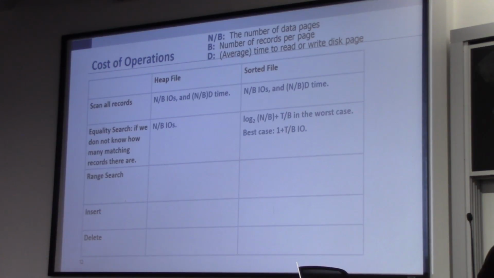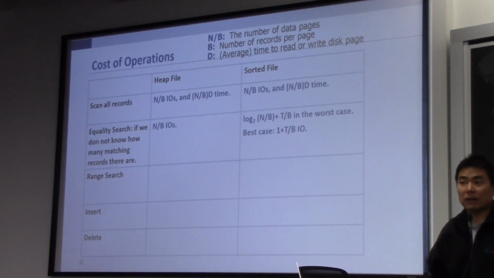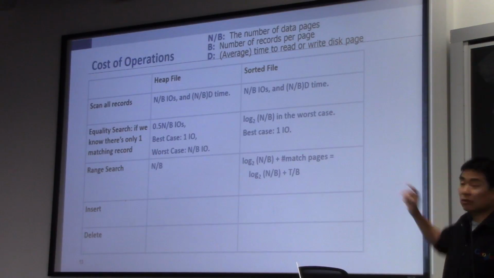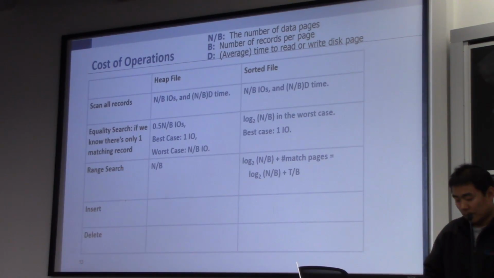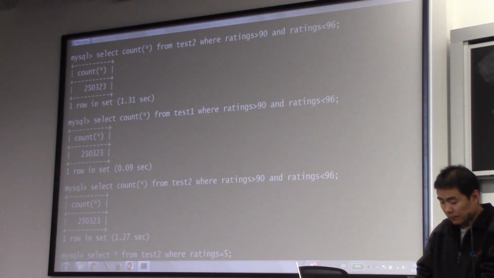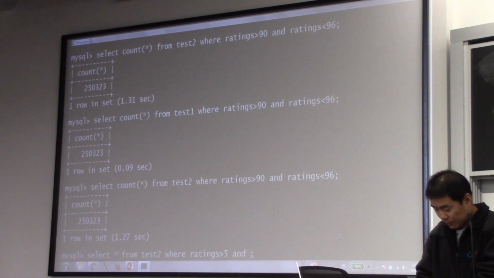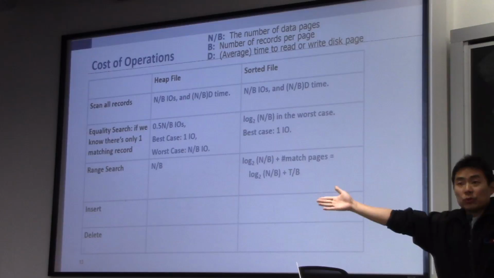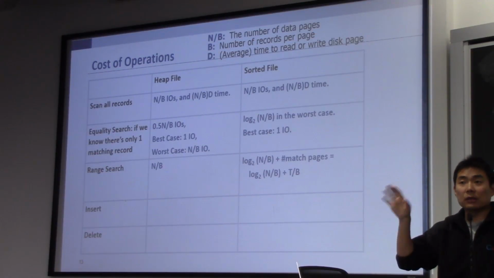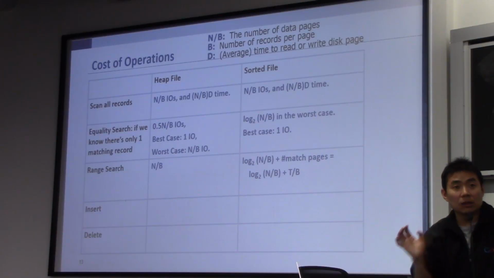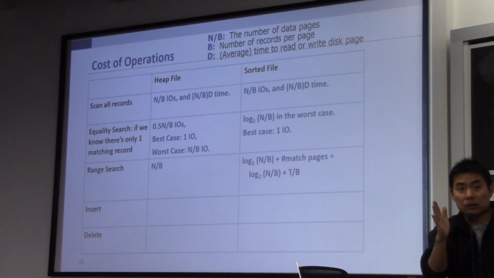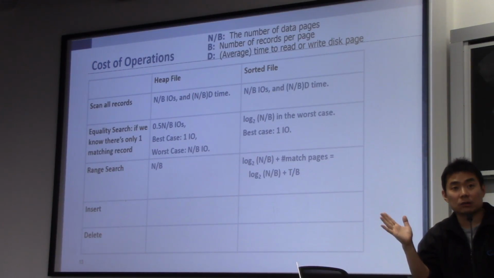So once you find the first record, you pay another T over B blocks, sequentially scanning those many blocks to find all the records with matching values. That basically translates to the range search cost. If you're searching a range of values, I do have to scan through all the pages in the heap file case to make sure I don't miss any record. Whereas in the sorted file case, I only need to pay logarithmic cost to find the first record, then I just do a linear scan over those T records.